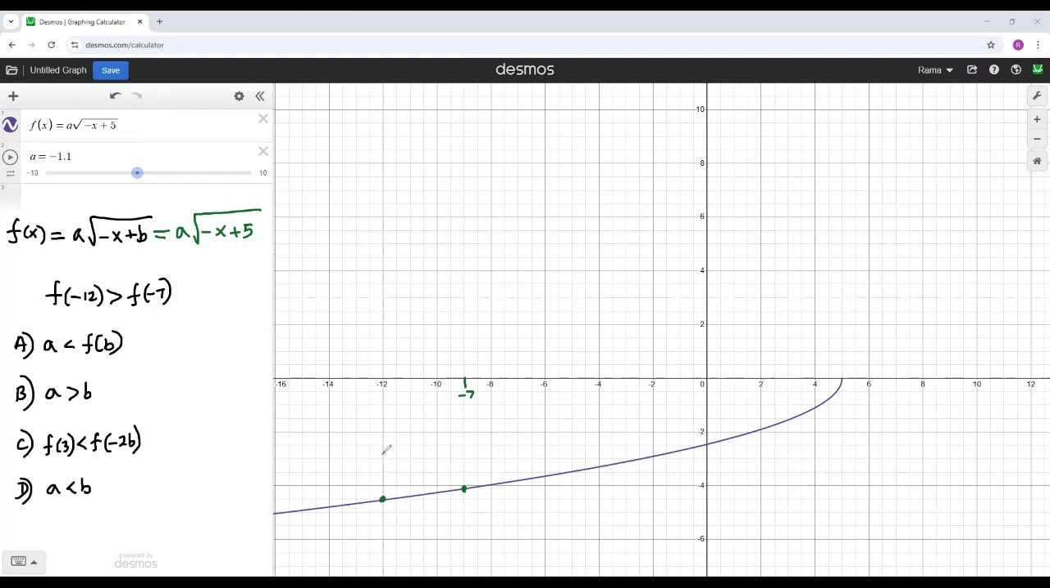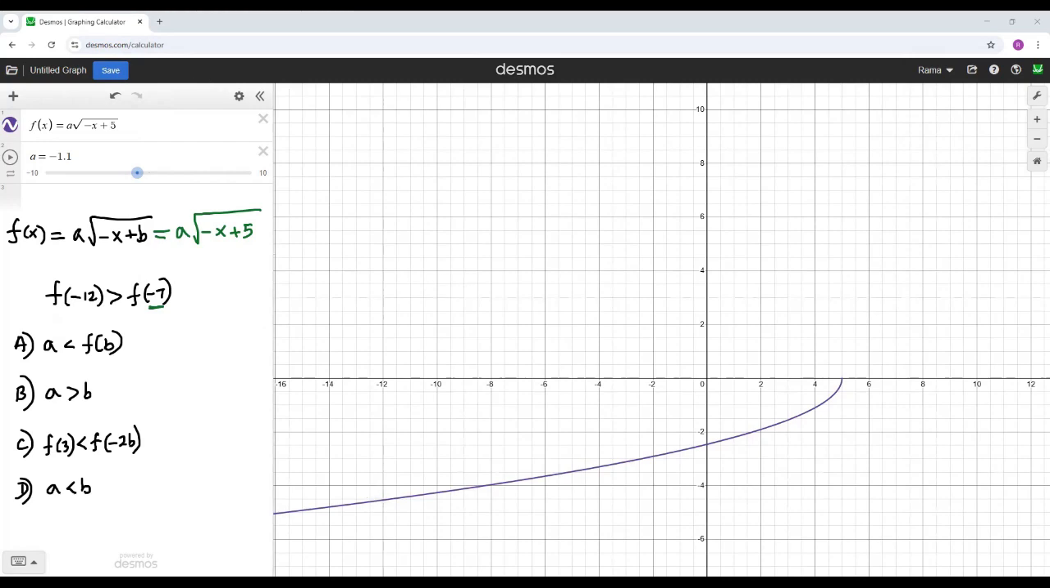When I take x equals negative 12, the point on the graph is below the point when I take x equals negative 7. So clearly the value of y at this point is less than the value of y at this point. That is, when x equals negative 12, the value of y is less than the value of y when x equals negative 7. That is, when I take a negative value for a, f of negative 12 is less than f of negative 7. But that's not true. The information says f of negative 12 has to be greater than f of negative 7. So a is not negative, it has to be positive.